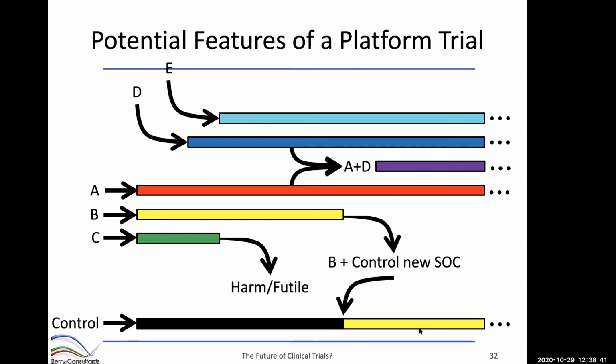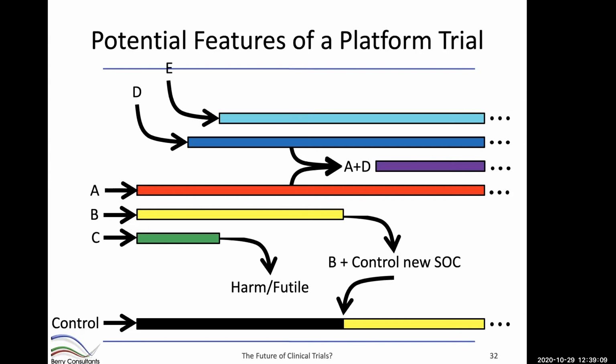So I-SPY 2 is a breast cancer trial that's been running about a decade, and its control has changed. Pertuzumab was approved for certain kinds of breast cancer, and pertuzumab became the control arm in I-SPY. It had the advantage that it had actually been through I-SPY as an experimental arm, so we already knew a fair amount about it. So all of these are possible.